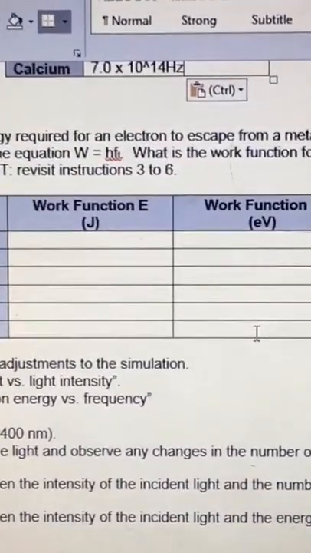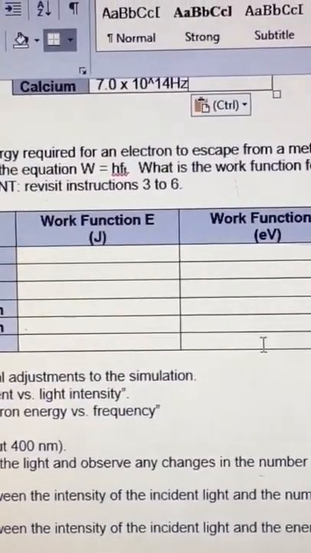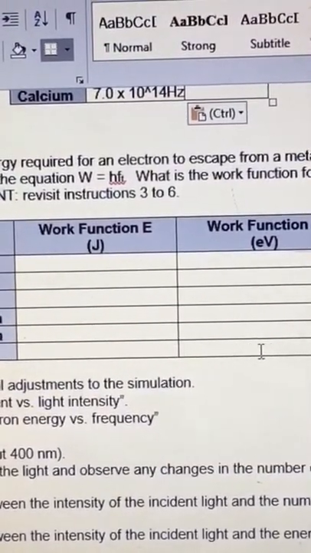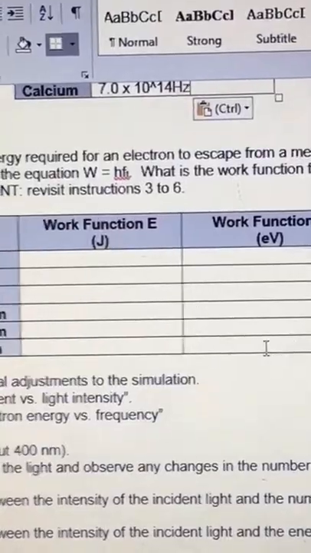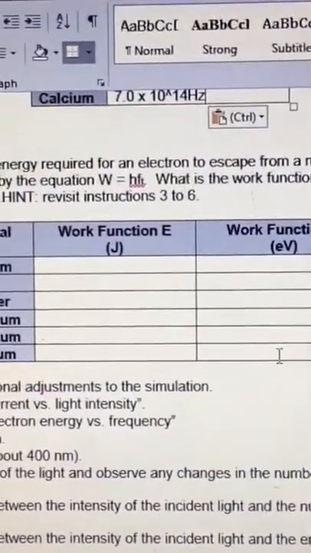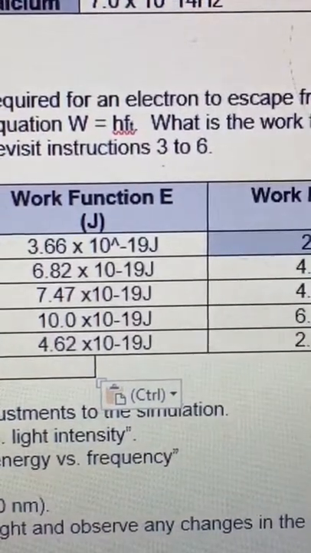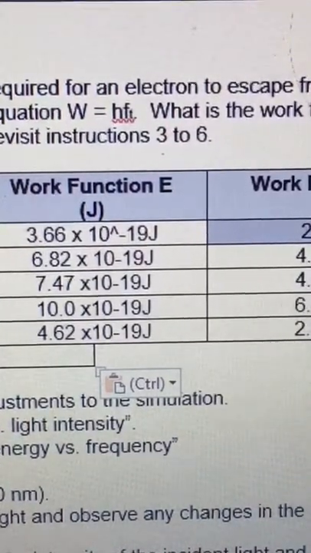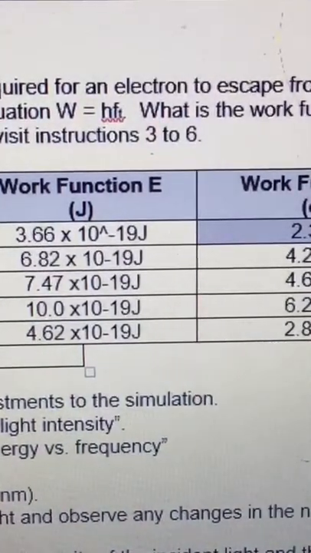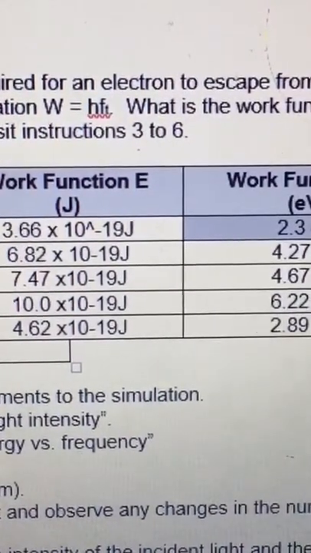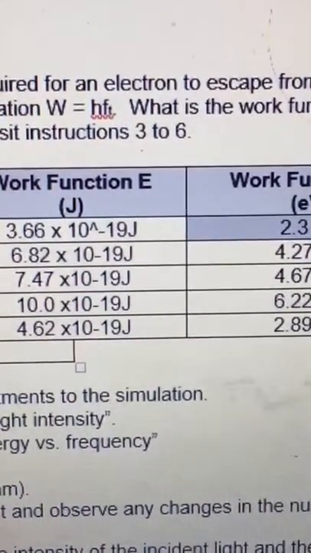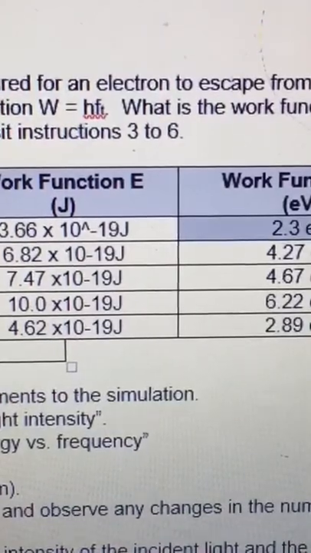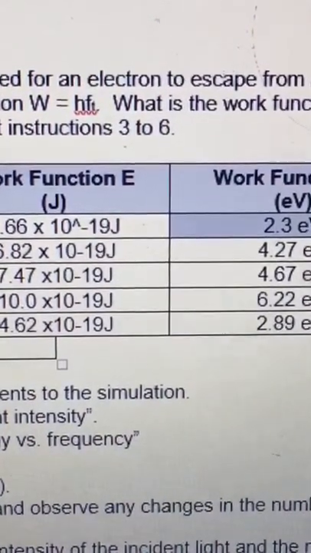The minimum amount of energy required for an electron to escape from a metal is called the work function and is given by the equation W equals h times f. As you can see, our final answers we get is sodium 3.66 times 10 to the negative 19th joules, and the work function in eV is 2.3, and for zinc, the work function in joules is 6.82 times 10 to the negative 19th joules, and in eV is 4.27.